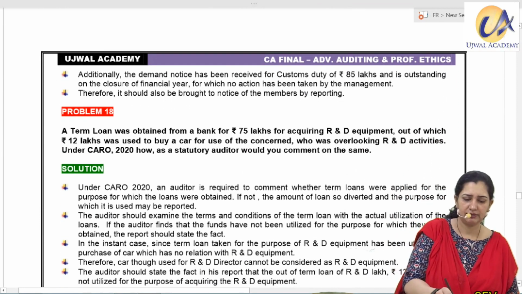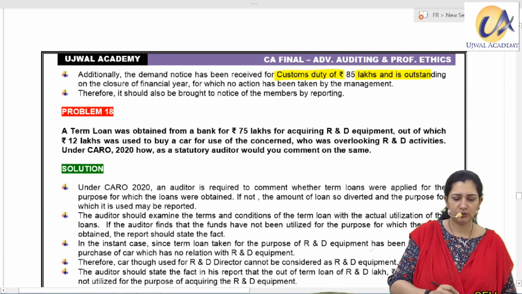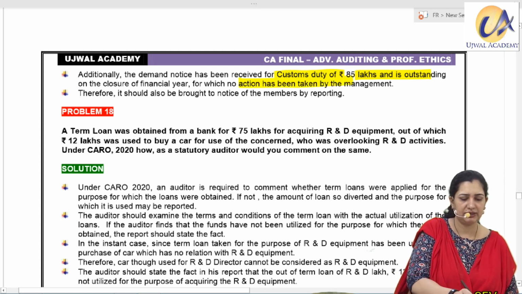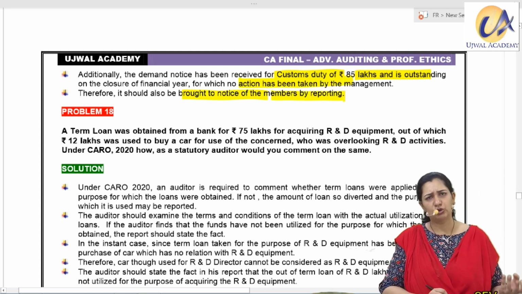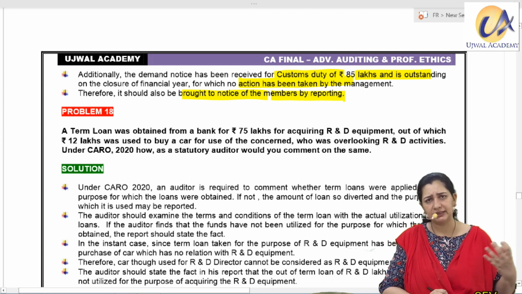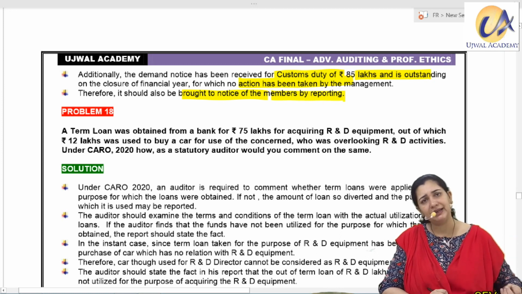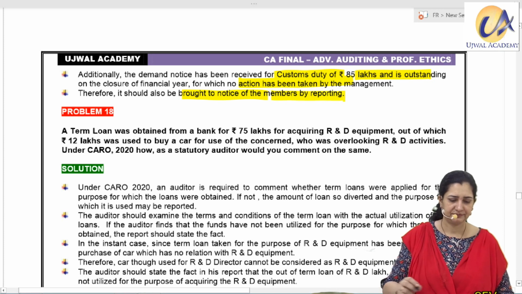For customs duty, we have got the demand. No action is taken by the management. So again, we need to report about it. Could be the appeal is pending. Is it a contingent liability or is it a provision? Depending on the situation, we have to see. Okay.